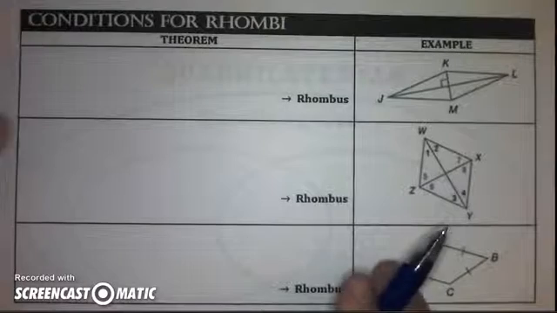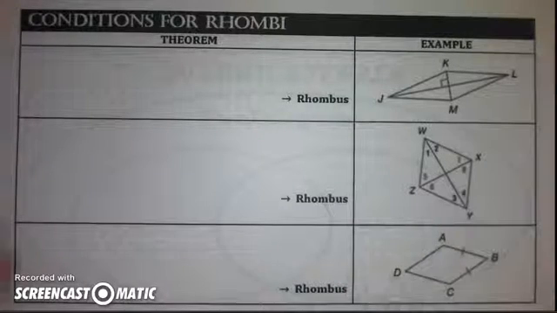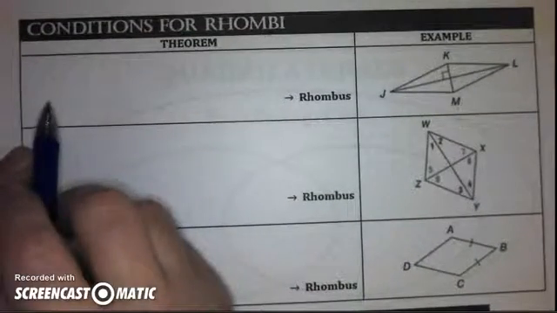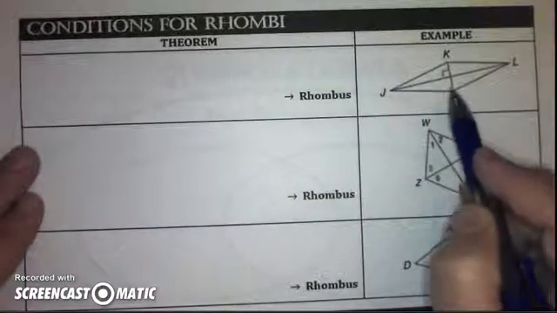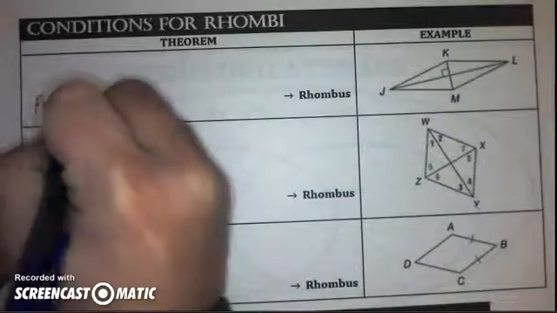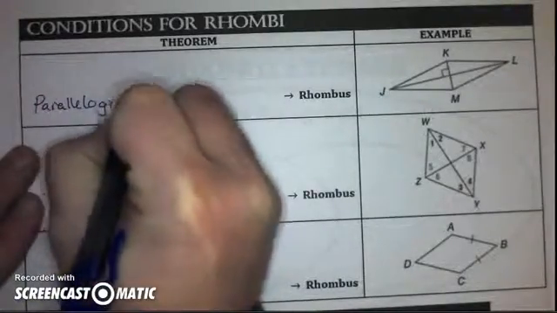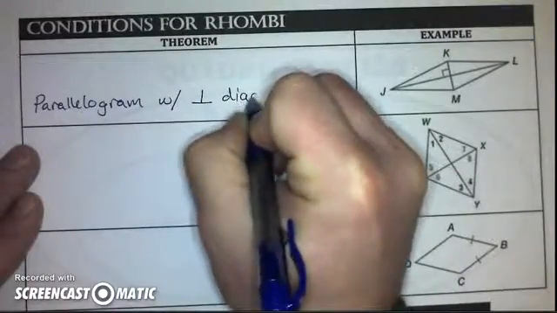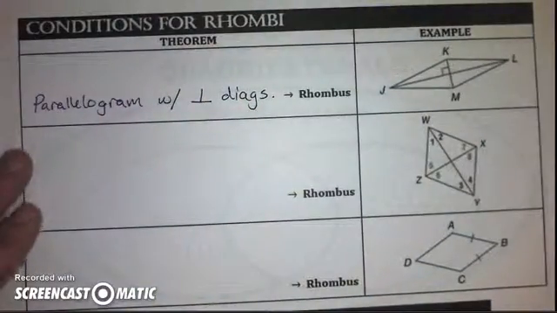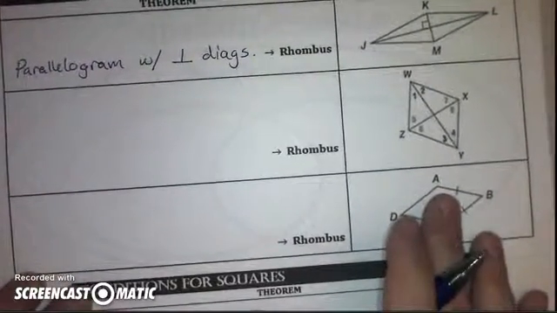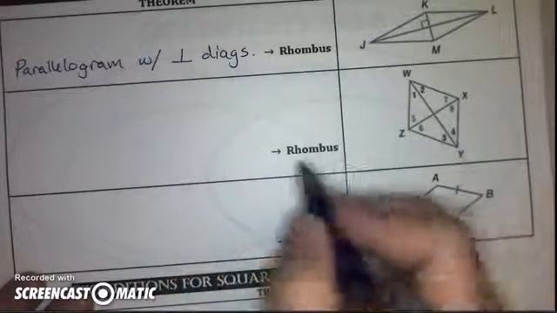All right, and that leads us to these conditions for something being a rhombus and then also a square. Now, this is pretty simple. It doesn't take a whole lot to copy this down. If we have a parallelogram with perpendicular diagonals, that means it's a rhombus. So I want you to write that down. Also, if we have a parallelogram where one diagonal bisects a pair of opposite angles, then it's a rhombus. So we can write that down.